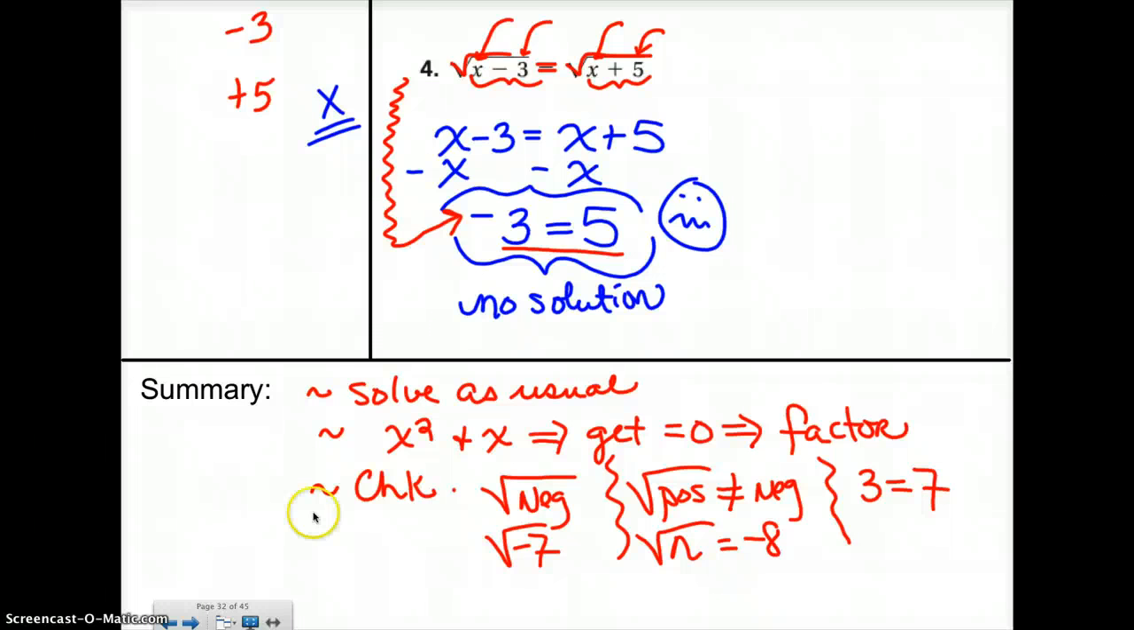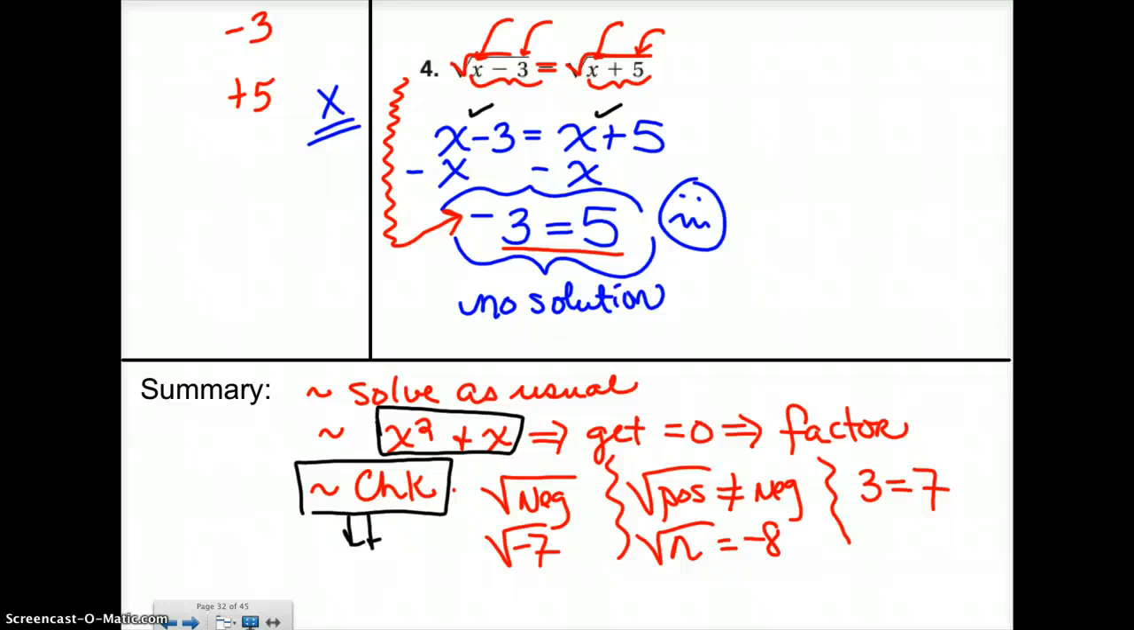So the moral of your story today is solve as usual. Watch out for quadratics, because you will need to get them equal to 0 and factor. Again, like right here, I didn't have a quadratic. They're both to the 1st degree, so I could simply solve as usual. And when I'm done, I've got to check my answers. Sometimes you'll get 2 of them and only 1 will work. Sometimes you will get 2 and neither will work. You just have to run a check on them and see if they're correct.